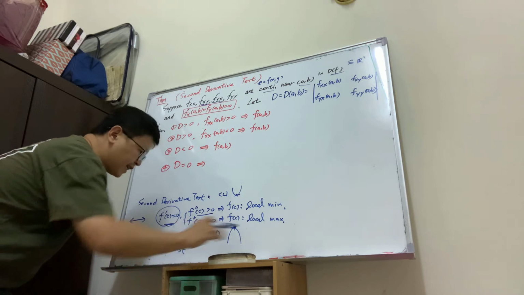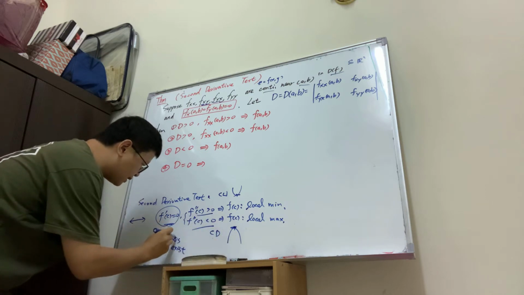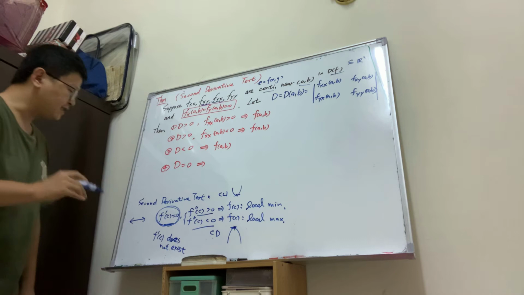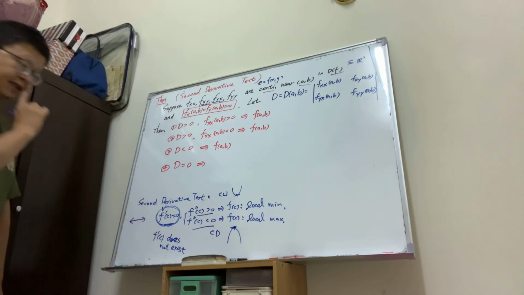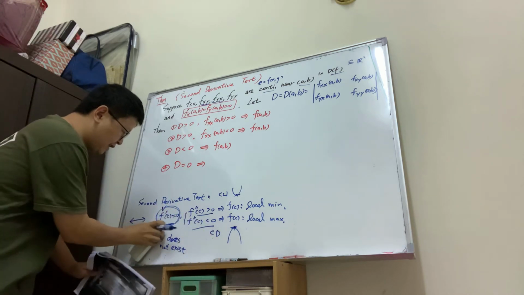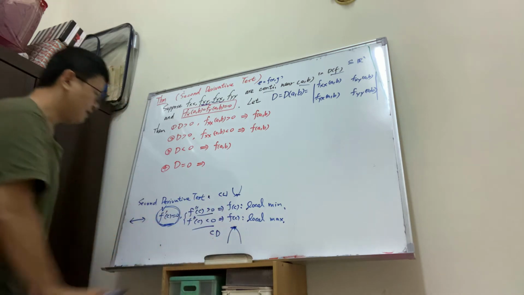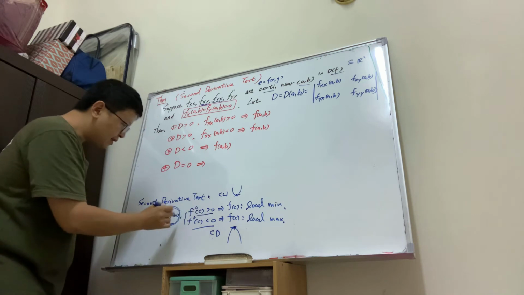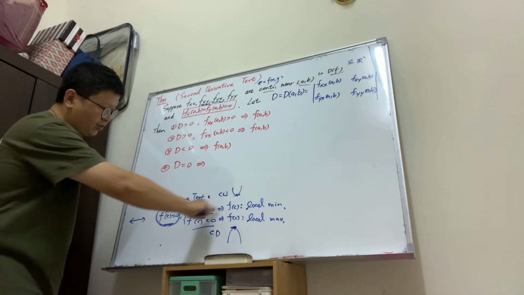But for the second derivative test, we focus on the assumption. Not just a critical number, it should have this assumption: f prime c equals 0. So it's not this form. It's not this form. Yeah. Okay. And under the assumption we have these two results.